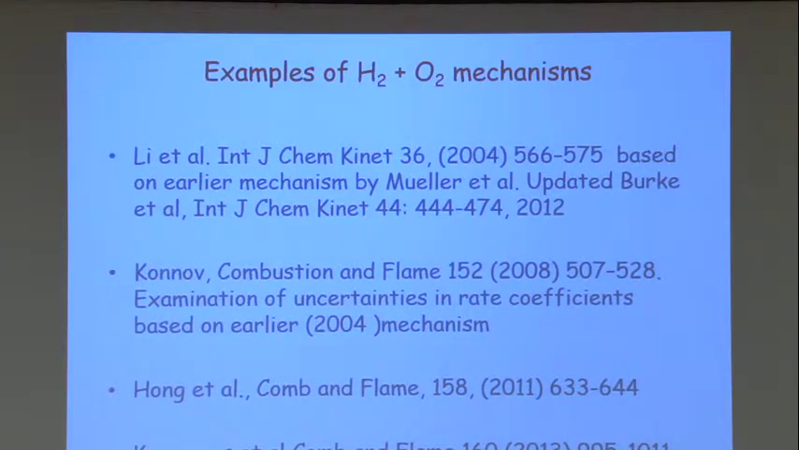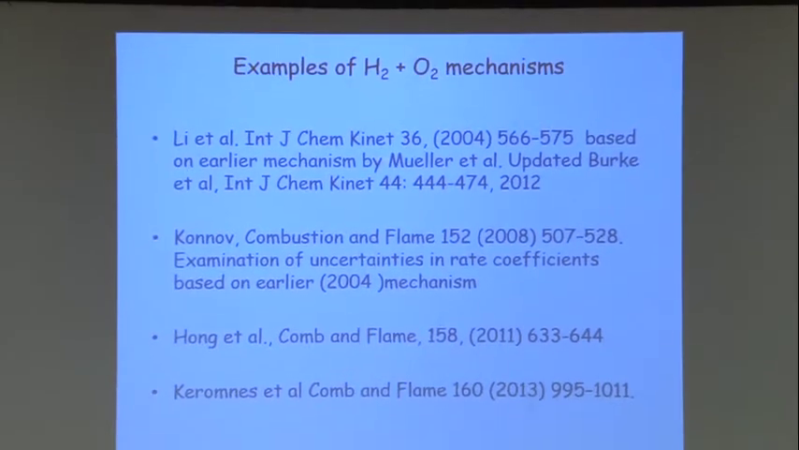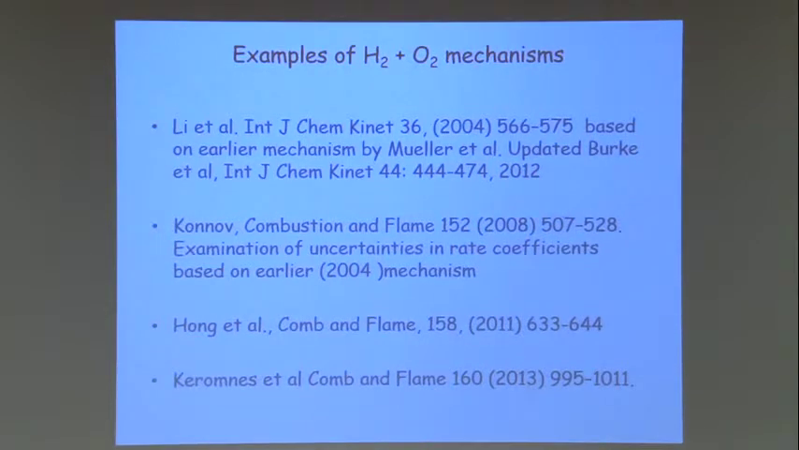And so these are examples of hydrogen-oxygen mechanisms. So this is Li et al. 2004, based on an earlier mechanism by Mueller. And this has been updated by Michael Burke in this paper in J Chem Kinetics. Konnov, Combustion and Flame, 2008, examines the uncertainties of the rate coefficients based on an earlier 2004 mechanism. Hong et al., we've seen work from Hong et al. on a reaction recently, Combustion and Flame, and then Keromnes. So these are four mechanisms which are still used, especially these Keromnes and Konnov mechanisms.